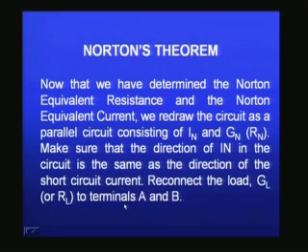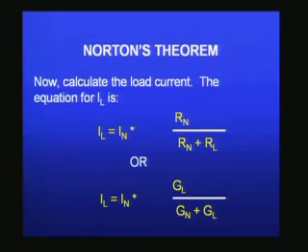So, we have determined Norton's resistance and Norton's current source, and therefore we can put the RL and complete the whole circuit. We can calculate the load current when RL is also in place. That can again be obtained by current division. IL comes from IN through two resistances in parallel, Rn and Rl, and therefore IL is IN times Rn divided by Rn plus Rl by the current division theorem, or IL is IN times Gl divided by Gn plus Gl, using the conductance, the reciprocal of the resistances.